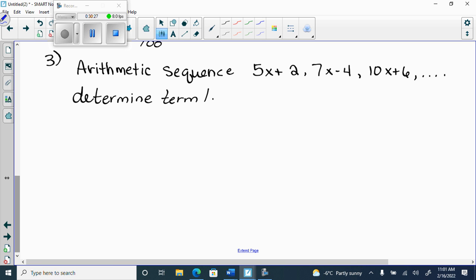So when you're given a sequence like this, and you're missing x's, there are steps we have to do. Do you remember what we have to do? Yes. What do we solve for? D. So we do term 2 minus term 1, and then we do term 3 minus term 2, and then what do we do after that? Set them equal to each other and get your x.